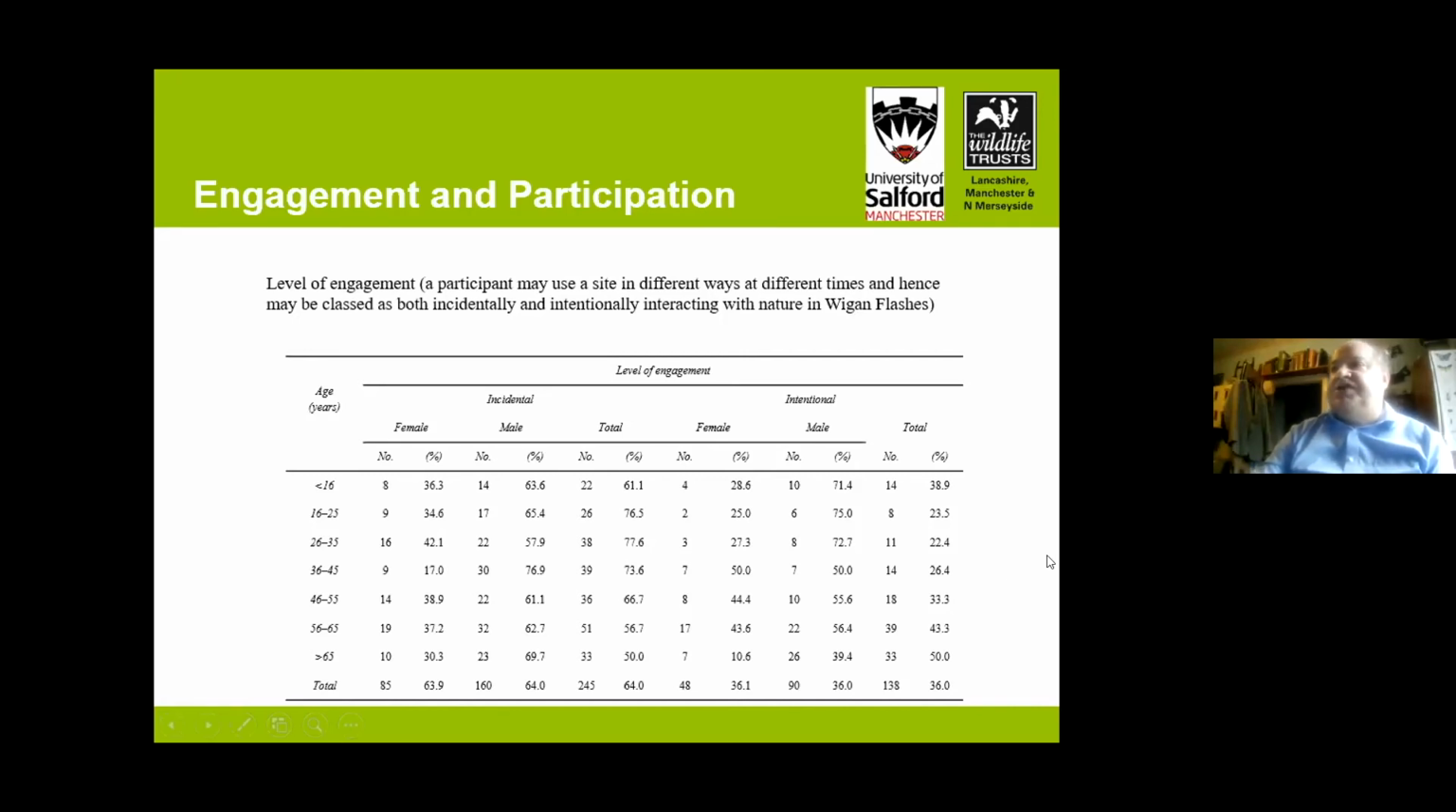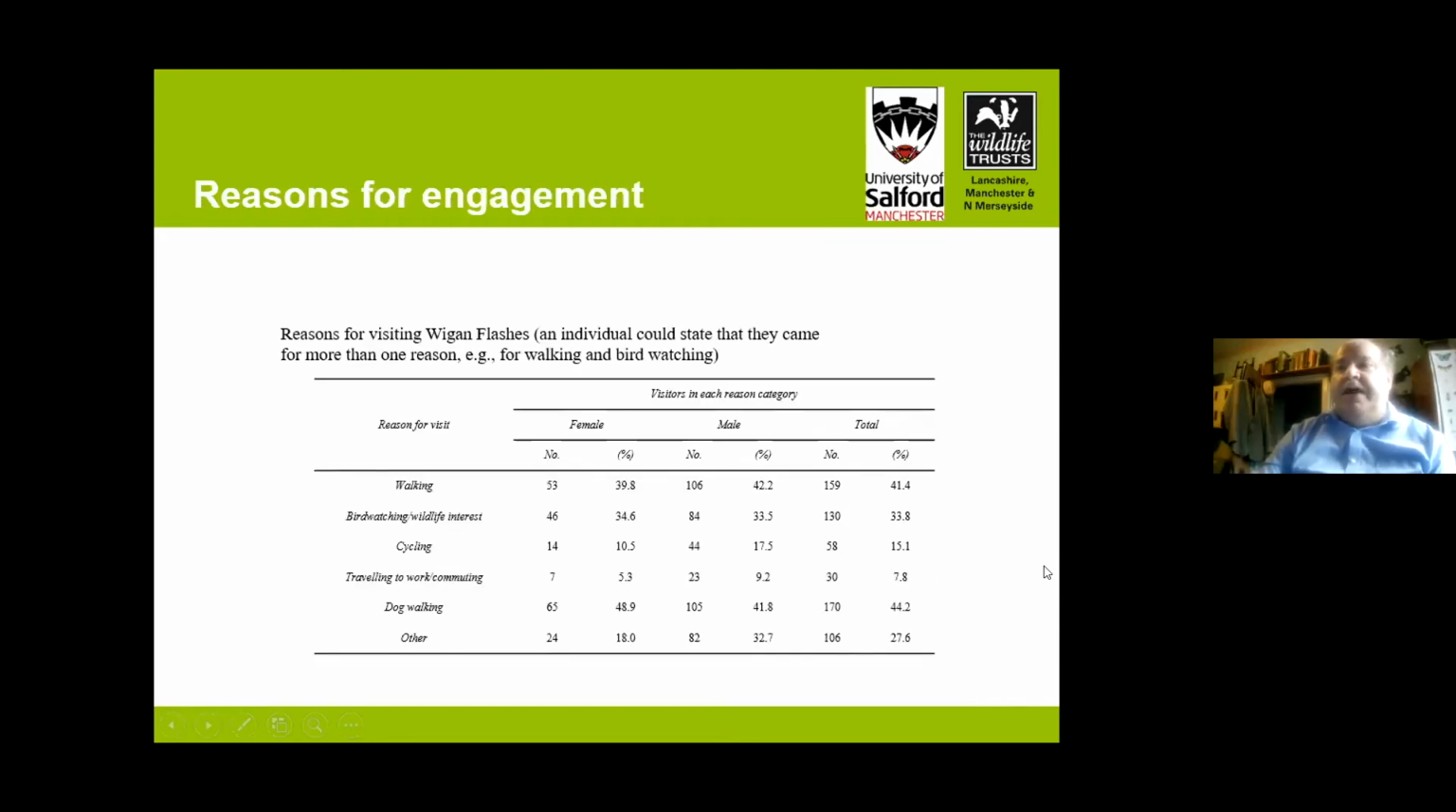You can see there are big numbers of people wanting to use the Wigan flashes, and there are some of the activities, and we've explored how many people want to use the site for walking, how many people came for fresh air, how many people have come to look at the wildlife, and it's a really good mix of people wanting to use the sites for their different activities. So you can see it's a good mix, and the numbers of male and female are really quite similar. So people are feeling safe within our environment.